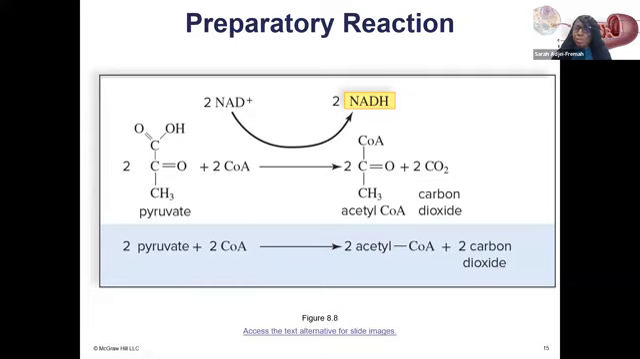So during the preparatory reaction phase, you are starting with pyruvate as your starting material. And the main goal is to prepare it and change it to the acetyl-CoA form. And in the process of doing this, you end up producing 2 carbon dioxide and 2 NADH as well.